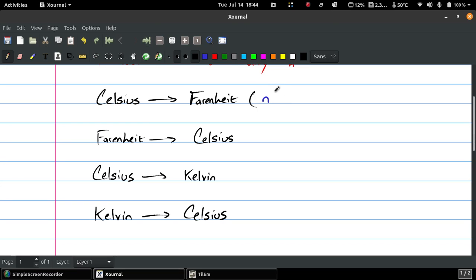N degrees Celsius times 9/5 plus 32 equals N degrees Fahrenheit. For the next one, Fahrenheit to Celsius, we have N degrees Fahrenheit times 5/9. Actually, no, whoops. Minus 32 times 5/9. I always get these messed up when I'm doing them.